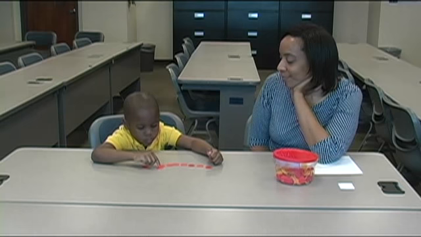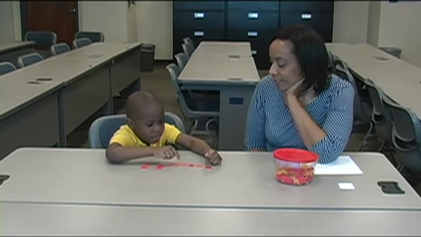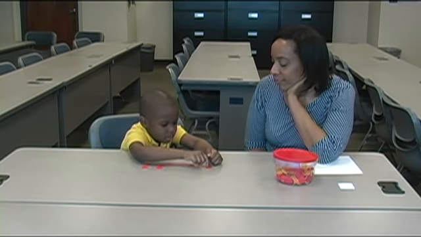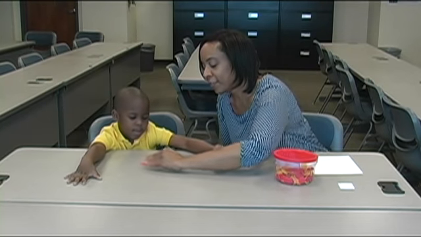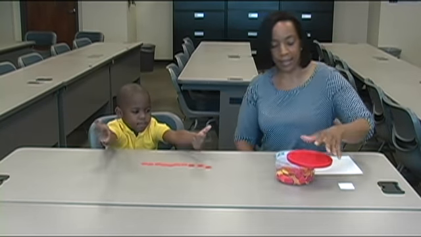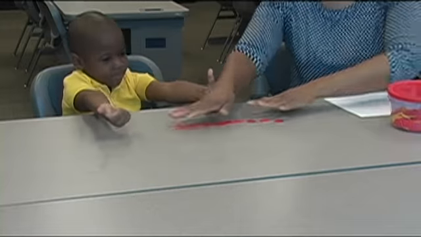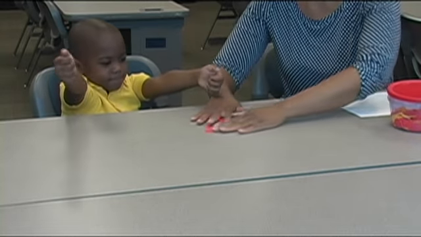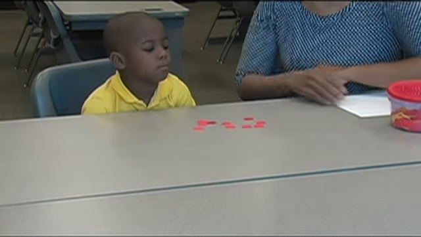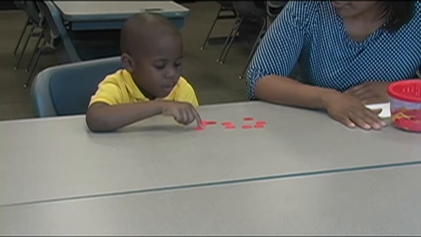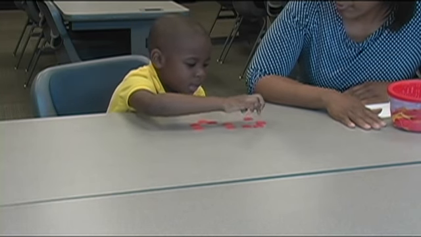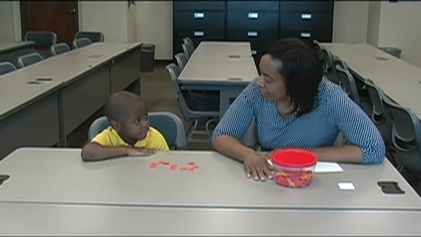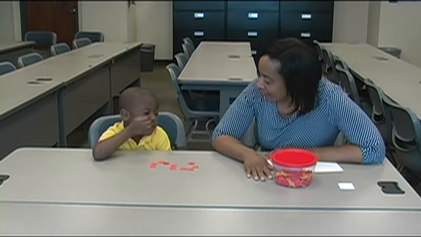1, 2, 3, 4, 5, 6, 7, 8, 9, 10. You counted 10 counters. And I noticed you put them all on the red side. What if I mix them up? How many are there now? 1, 2, 3, 4, 5, 6, 7, 8, 9, 10. There are 10 just like before, aren't there?